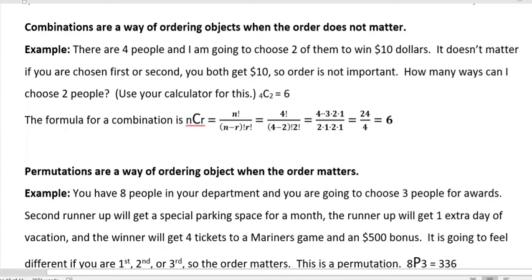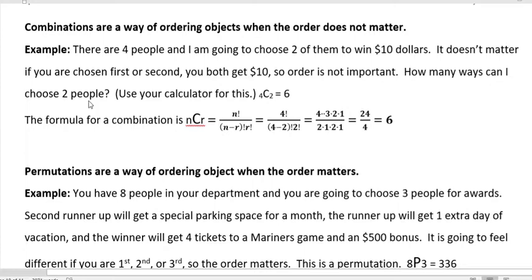Combinations are a way of ordering objects when the order does not matter. As an example, if there are 4 people and I'm going to choose 2 of them to win $10, it doesn't matter if you're chosen first or second. You both get $10, so order is not important. How many ways can I choose 2 people?